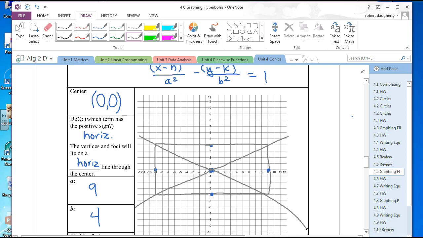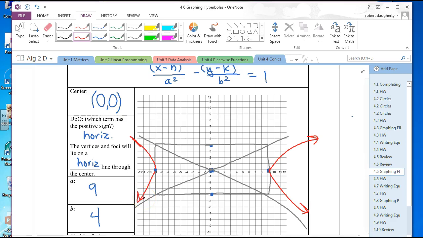Now, which of these points are vertices? Yeah, it's the ones on the left and the right of the center. Why is it not the ones that are top and bottom? Because this is a horizontal. So you know enough now to graph it. It's just like this. That's it. Okay? That's the graph.